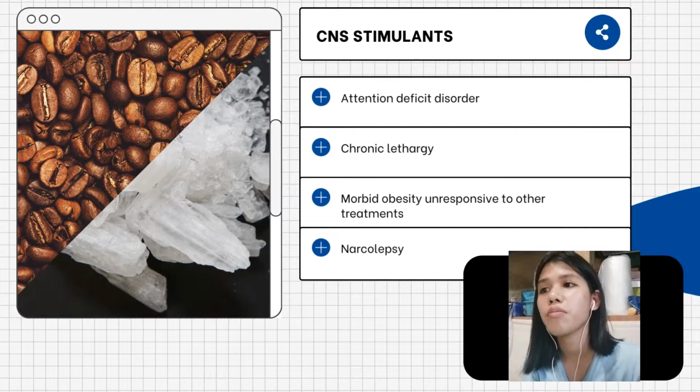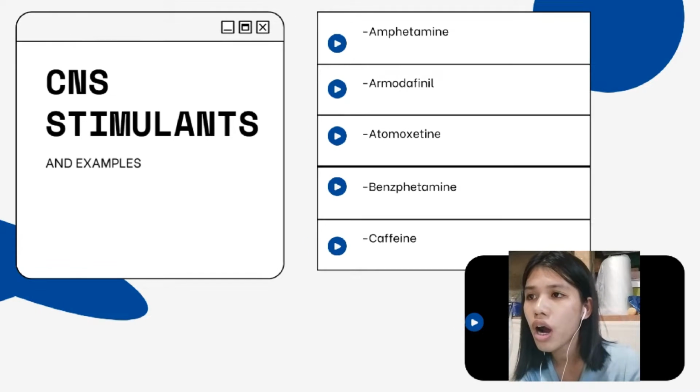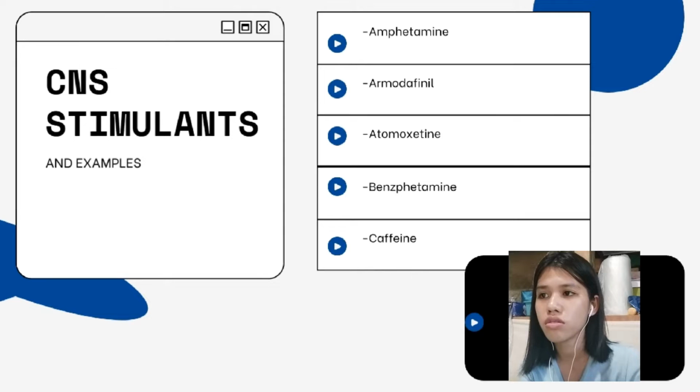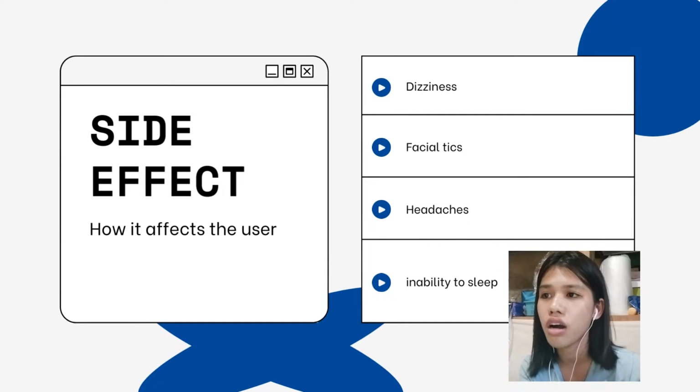CNS stimulant drug examples are amphetamine, armodafinil, atomoxetine, benzphetamine, and caffeine. CNS stimulant side effects are dizziness, facial tics, headaches, and inability to sleep.